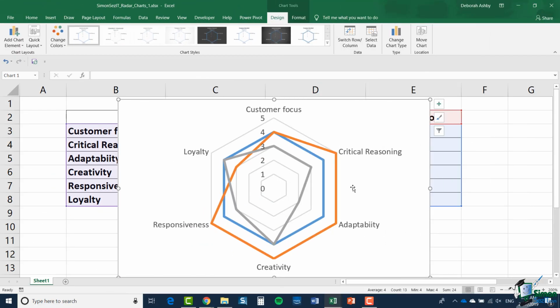So that's radar charts. You have all the normal formatting options, such as legend to indicate which color of line corresponds to the employees and the company's standards. There are some alternatives, such as the radar with markers, and there is a filled version as well. But that's it on radar charts for now.